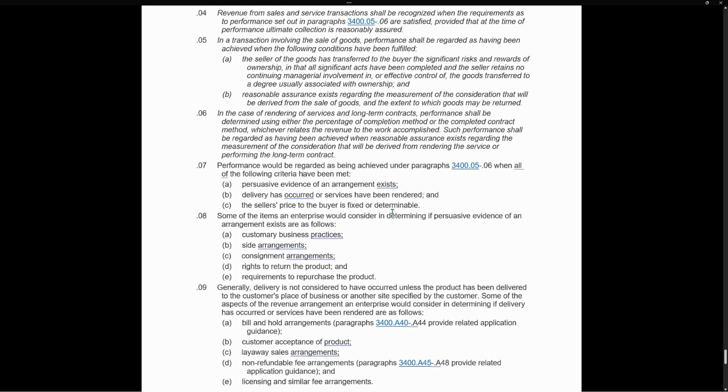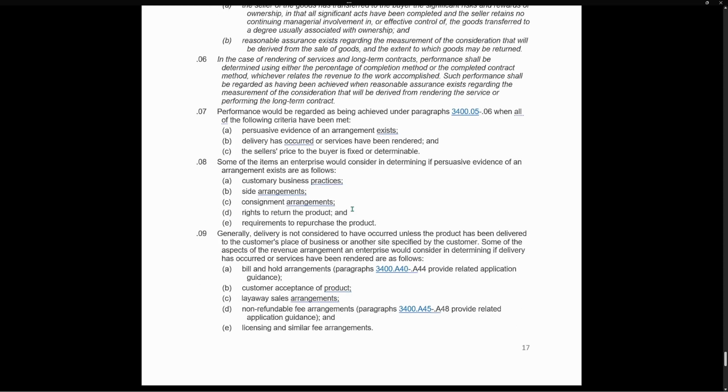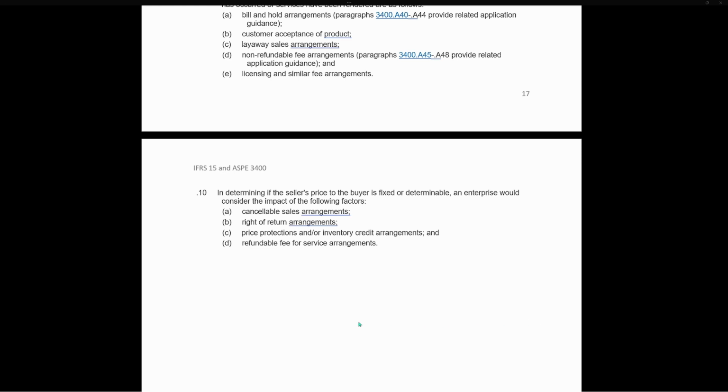There are some other parts like the consignment arrangement, right to return, repurchase of the product that we'll discuss in the next video, and some other parts like the bill and hold arrangement again, and non-refundable licensing, and these kinds of things that we'll discuss in the next videos. And there are some other topics like cancelable sales arrangement, right of return, refundable fee, and the service arrangements that we can go through in the next videos.